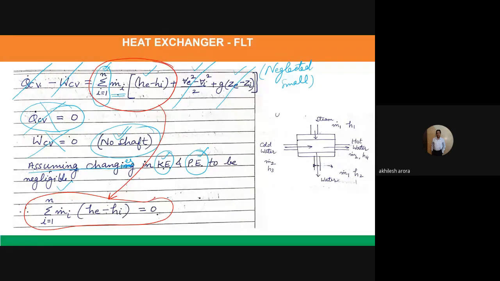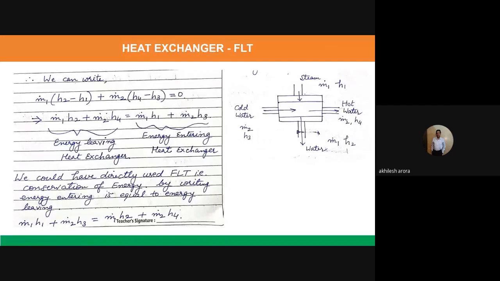Now you can see it here. Once again, I will write the previous equation, which is sigma of m_i dot, with i varying from 1 to n, into (h_e minus h_i) equal to 0. So this is the equation. Let us see how to write this. First of all, let us consider m1 dot. Where is m1 dot in the diagram? m1 dot relates to the steam.